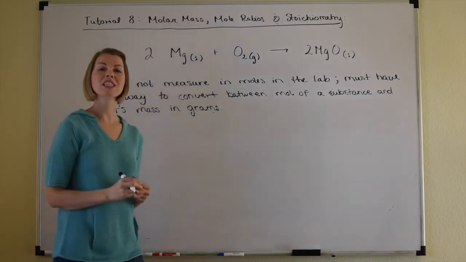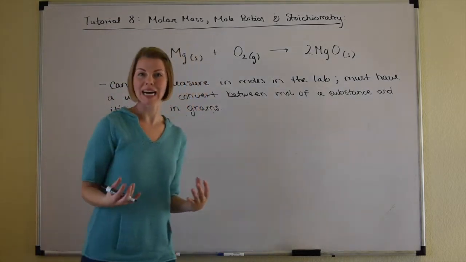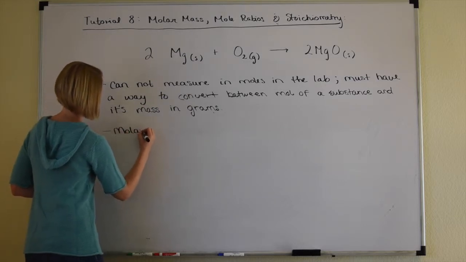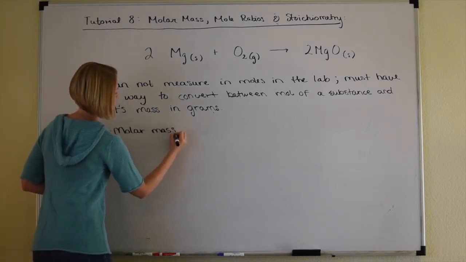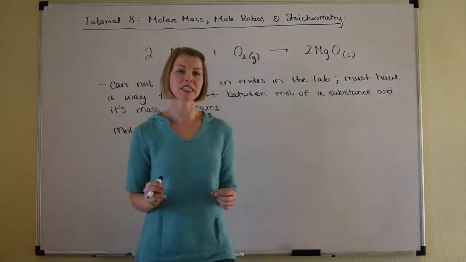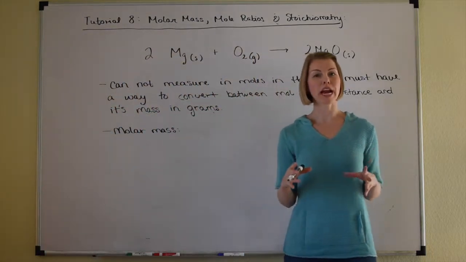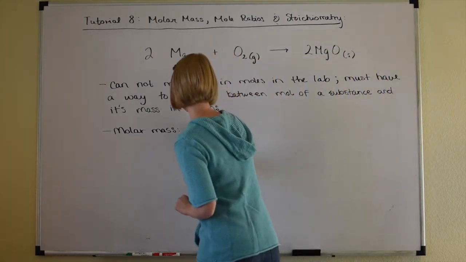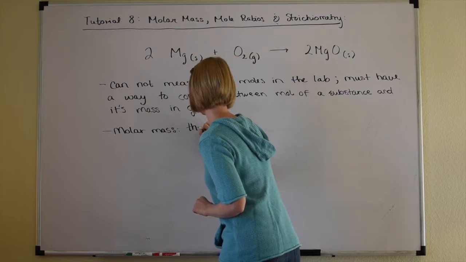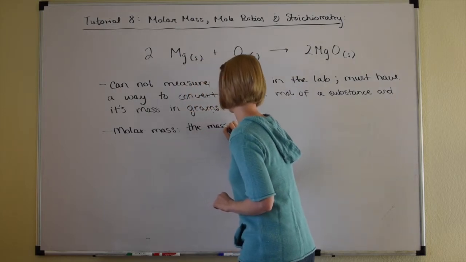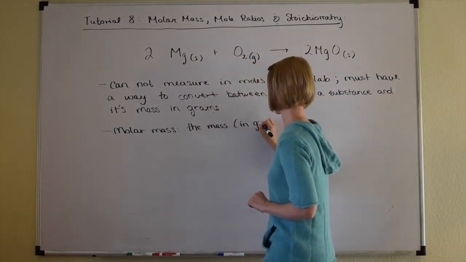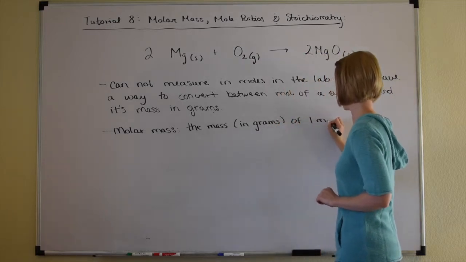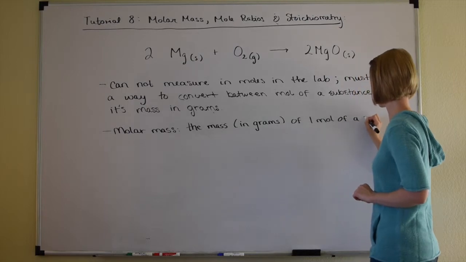And we do. It's called the molar mass of a substance. Write that here, molar mass. The molar mass of a substance is the mass in grams of 1 mole of that substance. Let me write that here. The mass in grams of 1 mole of a substance.